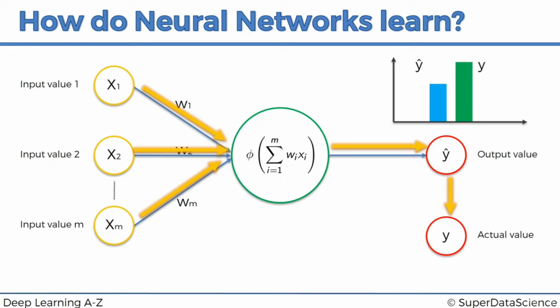And so if we plot it here, you'll see that there's a bit of a difference. Now, we're going to calculate a function called the cost function. It's calculated as 1/2 of the squared difference between the actual value and the output value.